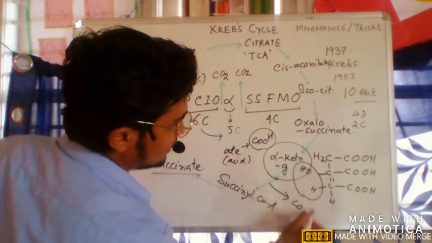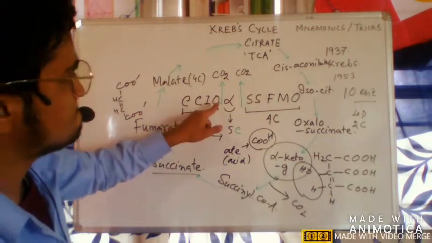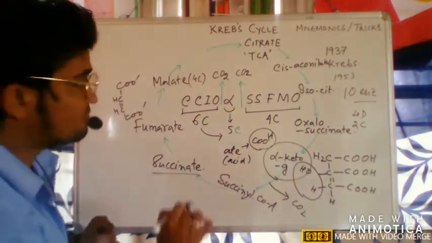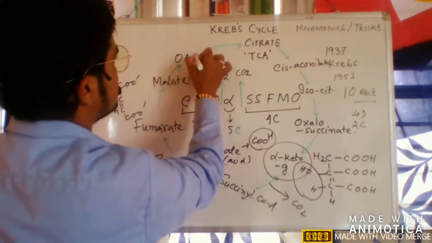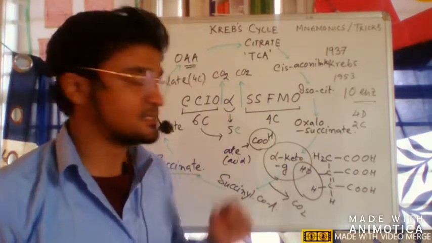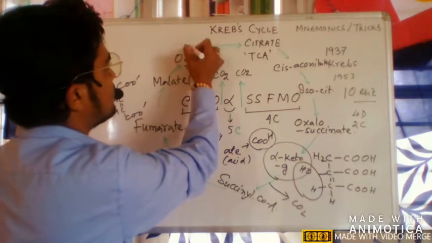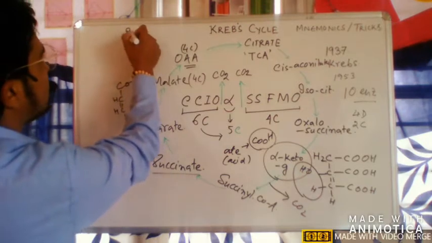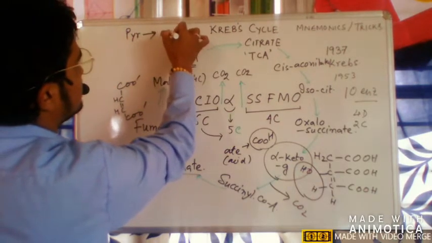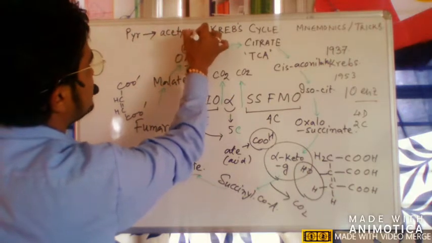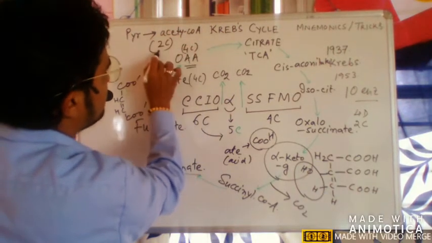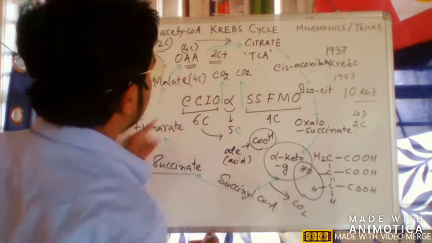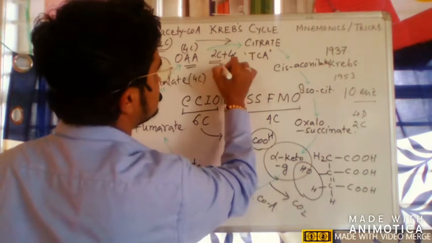Before this and after this there is a release of CO2, and definitely then it will be oxaloacetate. As in the C4 cycle you can see oxaloacetic acid, so it is oxaloacetate. Now this is your 4 carbon. So how does it get converted to the 6 carbon citrate? Simply, pyruvate is converted to acetyl-CoA, coenzyme A, which is a 2 carbon compound. Now the combination of 2C plus 4C, oxaloacetic acid being 4C, makes 6C.